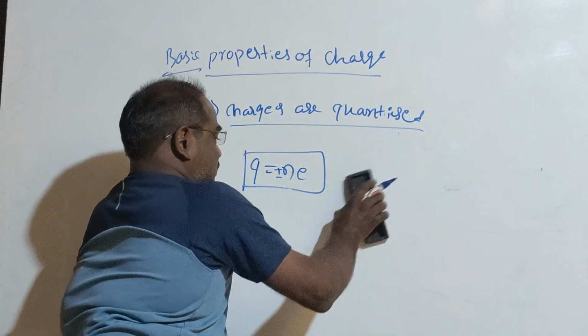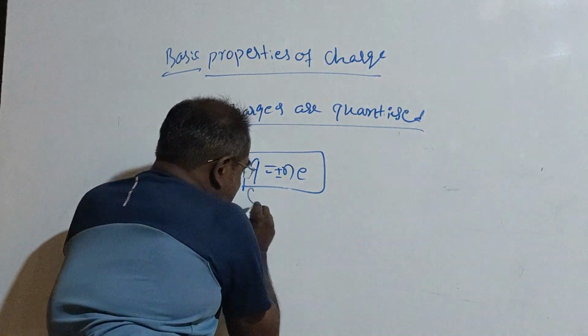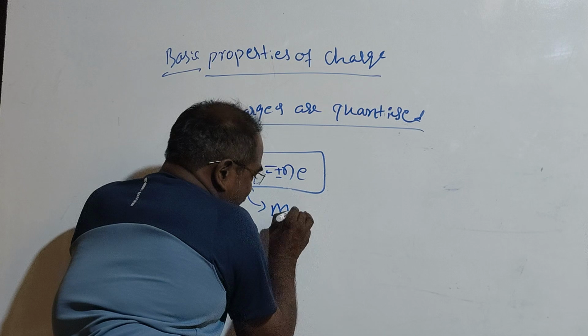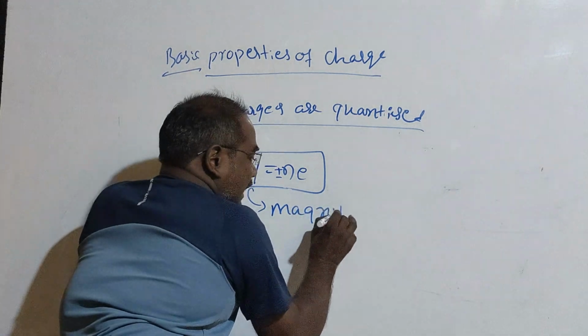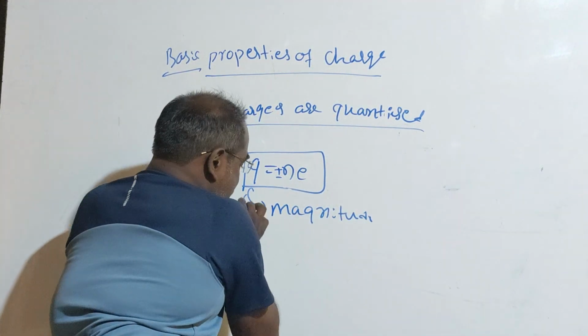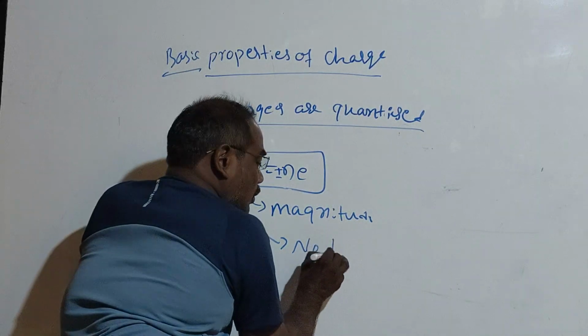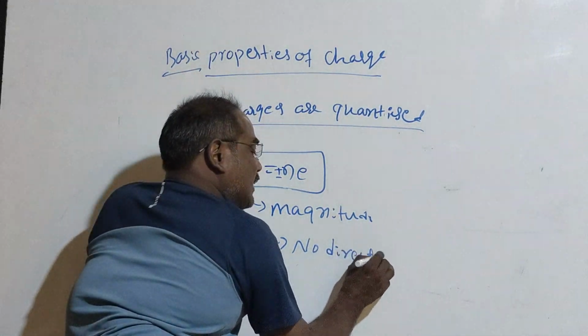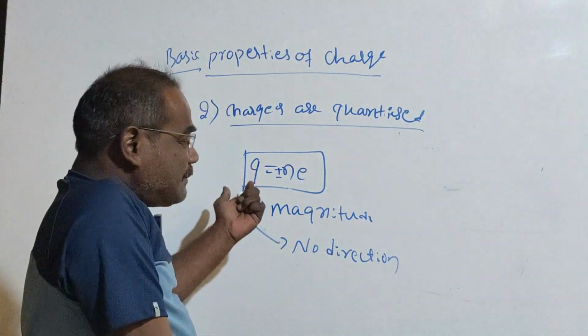Charges are quantized in nature. It means charges have only magnitude but no direction. Charge is a scalar physical quantity.